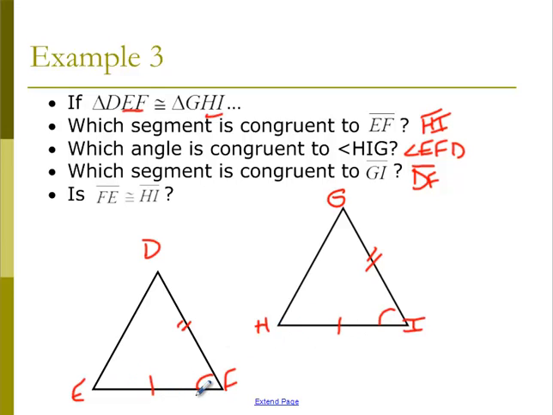It is, because it's the same two letters. Remember, EF is the same as HI. So don't be tricked by that.